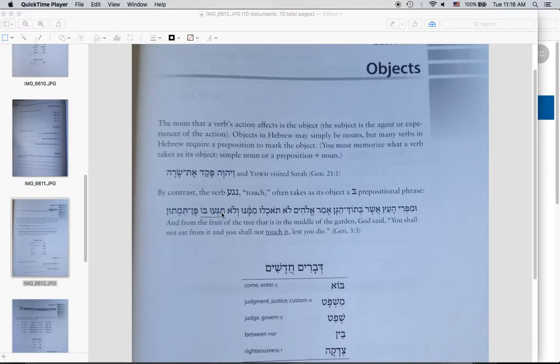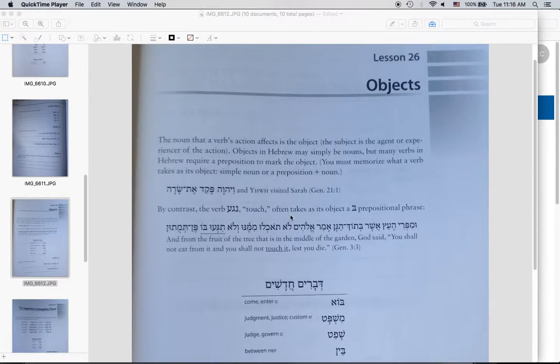So I translated this, do not touch on it, because here we have a preposition, and the O, the suffix here, is referring to the fruit, and it is the object of the touching. So you should not touch on it. In English, we would just say you should not touch it. We would leave the preposition off. But in Hebrew, nagah requires a prepositional phrase most of the time. So that bait is necessary in Hebrew, even though we probably wouldn't translate it in English most of the time.